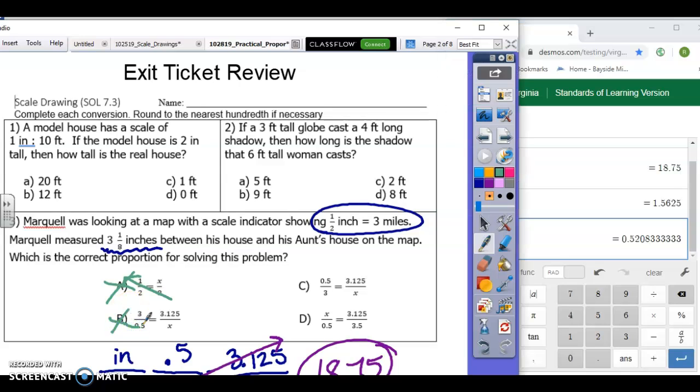When I look at C, my diagonals are 3 and 3.125, which is exactly what I had, and the number left over is 0.5. So I know that is what I did. If I type it in, I'm going to get the same answer because it's the same numbers. And then D, the diagonals here are 0.5 and 3.125. That is not what my diagonals were. And they would have you dividing by this, which is not what we did. All right, so that's the exit ticket. Thank you.